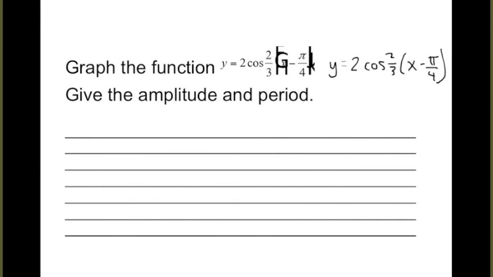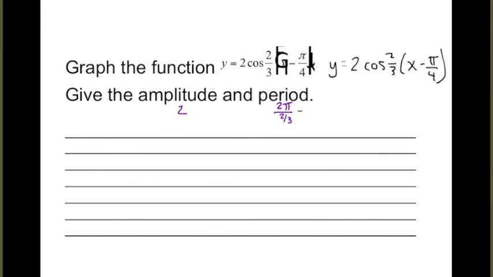First thing we want to think about is our amplitude. The amplitude is going to be the number multiplied in front of the trig function. So our amplitude is going to be 2. The period is going to be 2 pi divided by b, where b is what's multiplied by x. What's multiplied by x? 2/3. The 2/3. It's on the outside of the parentheses, but we would distribute into parentheses, so that 2/3 is really being multiplied by that x. So that's our b value.